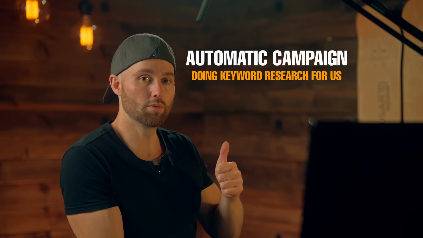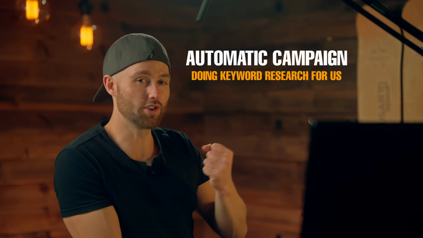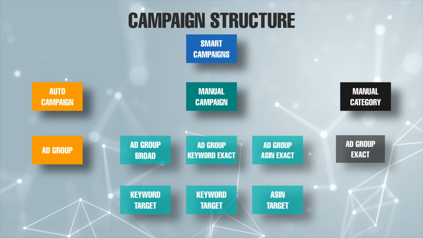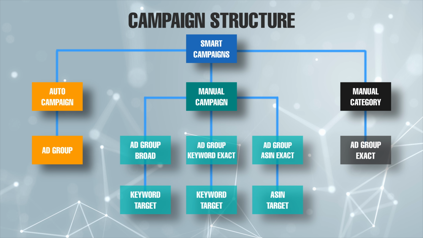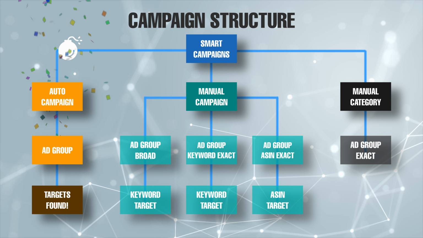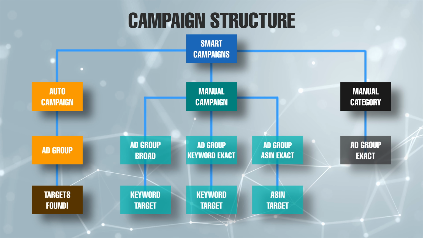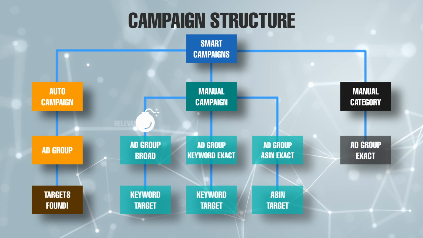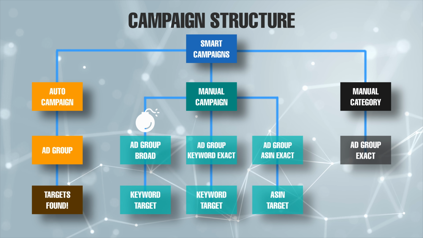Here's what it does. The auto campaign is doing keyword research for us. It's uncovering new keywords. When it does find new keywords or ASINs, and that's why I'm going to refer to those things as targets, when it does find new targets, those targets are transferred to the manual campaign. And they first go into the broad ad group of the manual campaign where they are tested for relevance. Does this work well for your product?